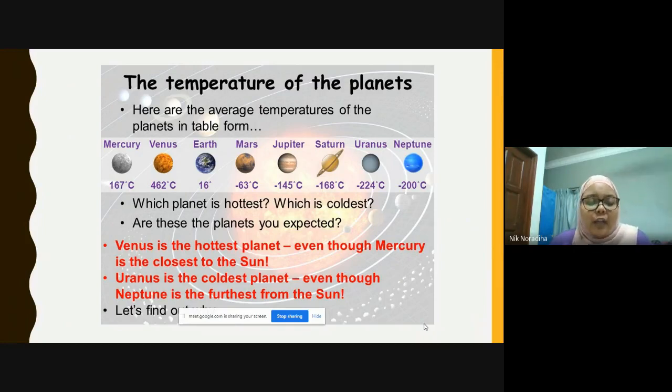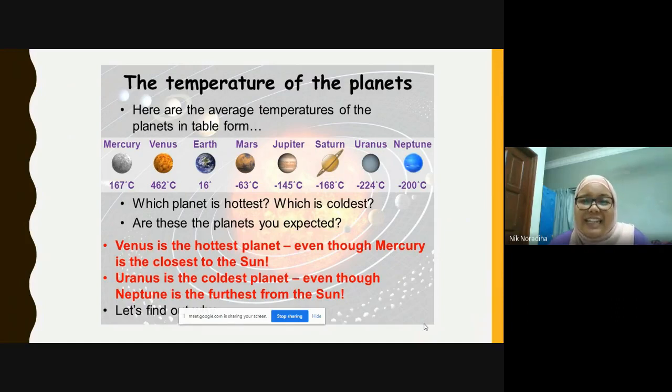So moving on to the hottest one. Why is Venus the hottest one? Compared to Mercury, Mercury is the first planet in the solar system, right? It means Mercury is nearer to the sun compared to Venus. But why is Venus the hottest one? Okay, teacher already explained last week, but I will repeat it again. Why is Venus the hottest one?